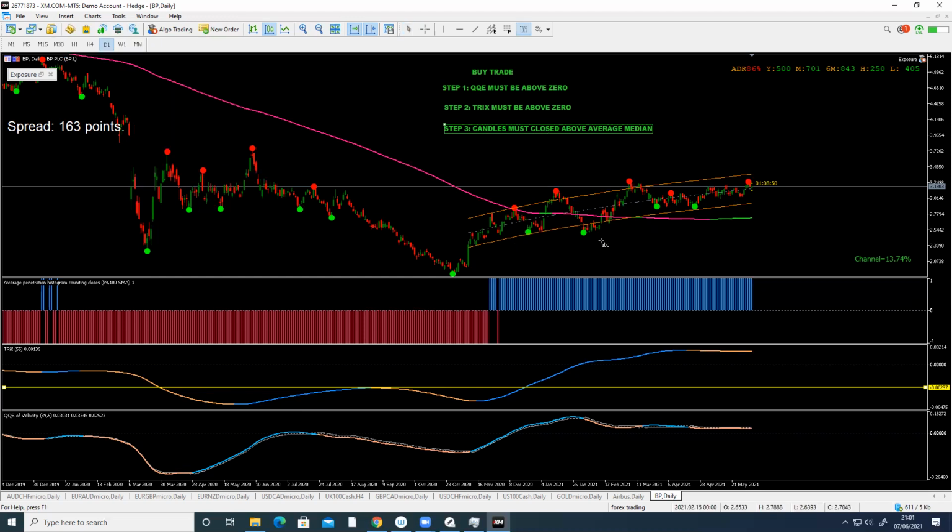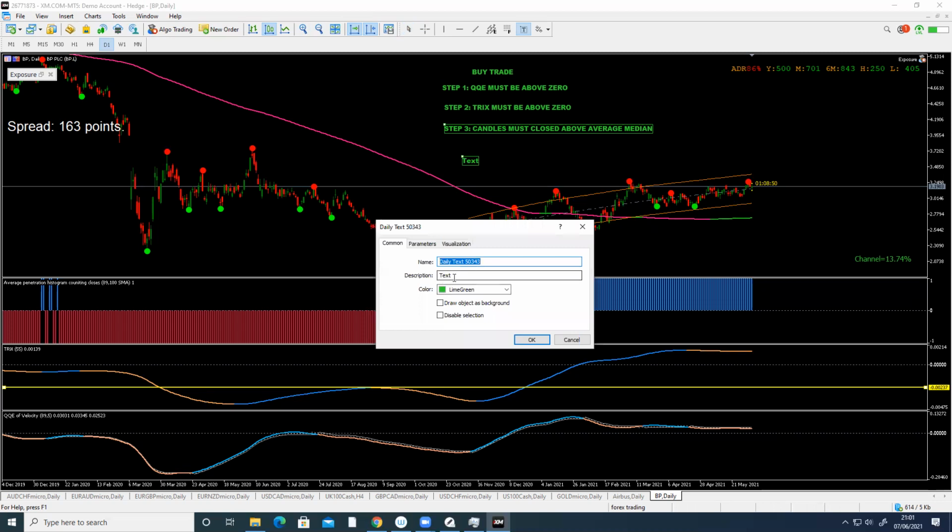So we're looking for a green dot corresponding at the same time we're getting a blue line closing above from the average penetration histogram. Okay, so step 4 now.